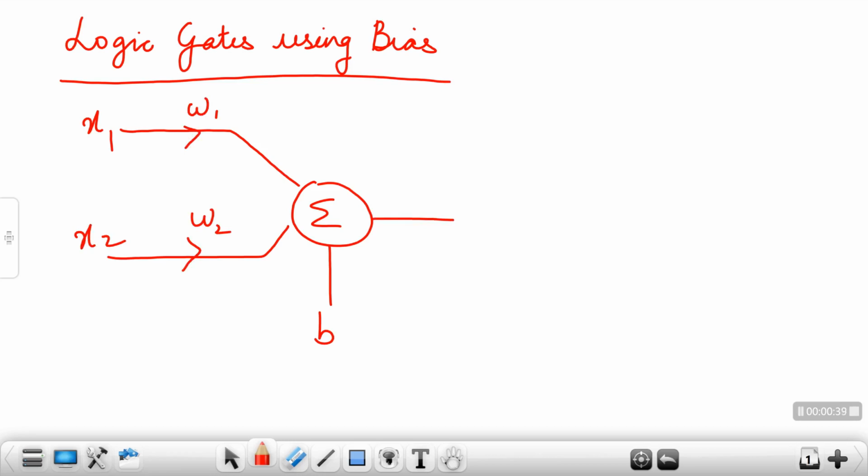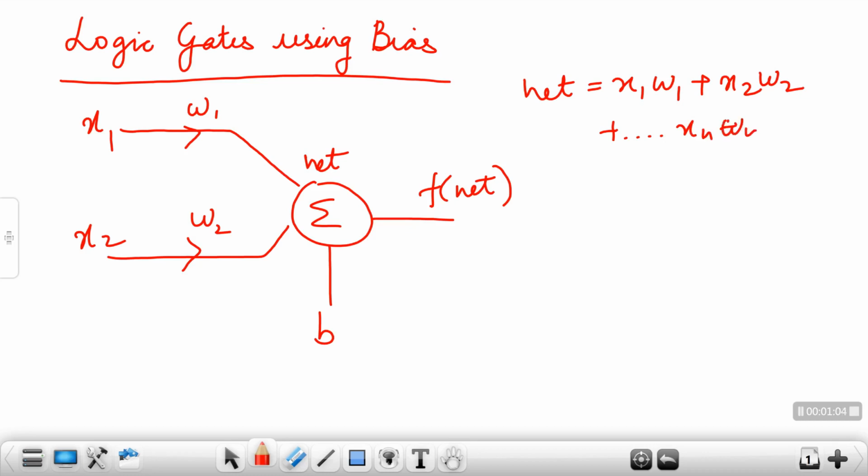Here usually we calculate the net, and the output f of net is calculated here. Previously we have considered only net is equal to x1 w1 plus x2 w2 up to xn wn. But now we also have to take into consideration the bias term which is added. So we have to add the bias, and if you want, you can assign a weight to the bias also, so the weight times the bias will be added. Now the threshold is fixed for this, that is t is equal to 0.